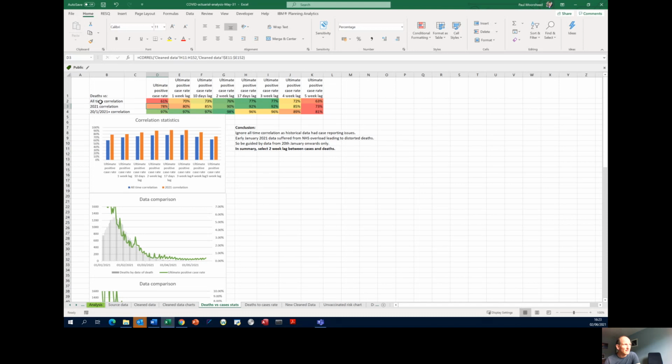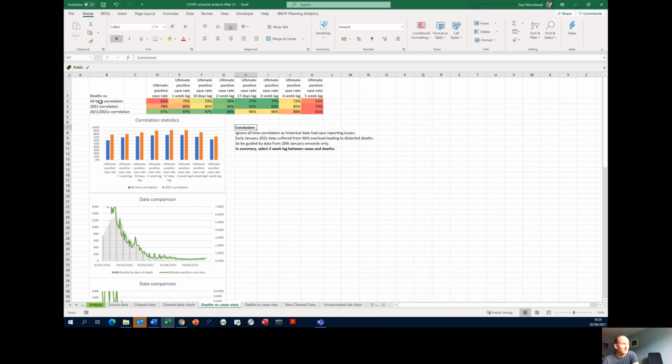So it's probably actually better to just look at about the 20th of January onwards, because by that point, although cases and deaths and hospitalizations were high, there was a little bit more control over the situation and things were improving. So it's my intention to just look at the 20th of January data onwards. And if I look at correlations, they're all pretty high, but just about winning is the 2 week lag.